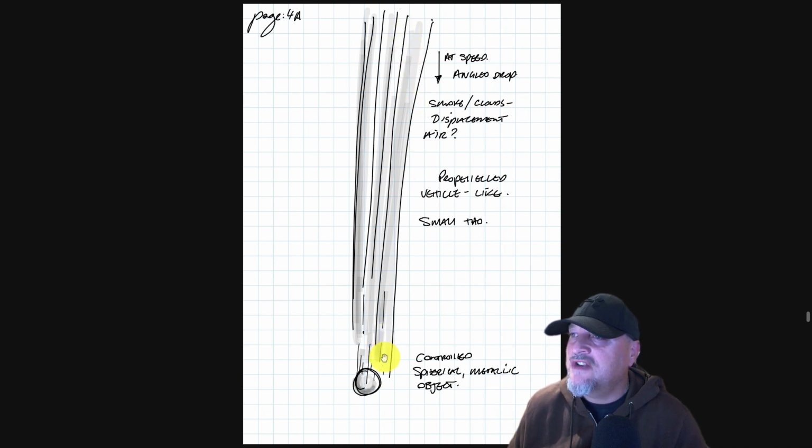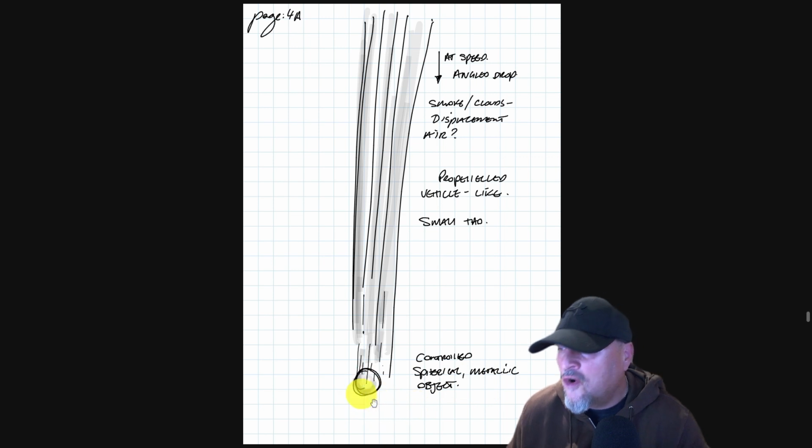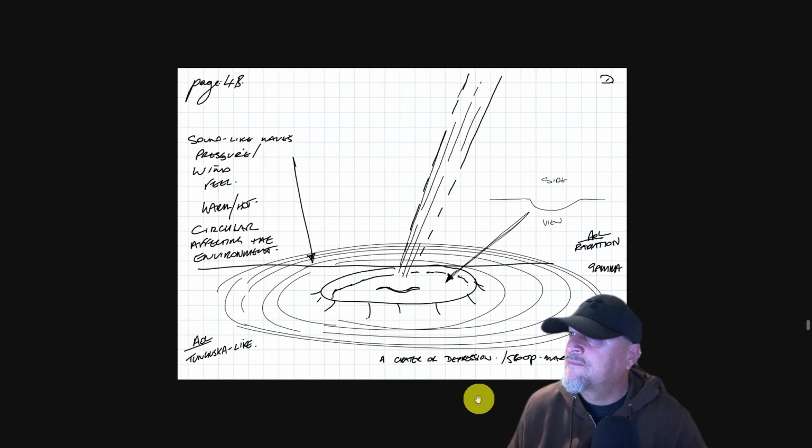The downwards motion here was its speed. It was an angled drop. There felt like there was smoke or cloud displacement through the air. It was a propelled vehicle-like object that was small, but it felt controlled, and it felt like a spherical metallic object, almost like one of the early nuclear bombs that I've seen. I think it was dropped in Japan or something.